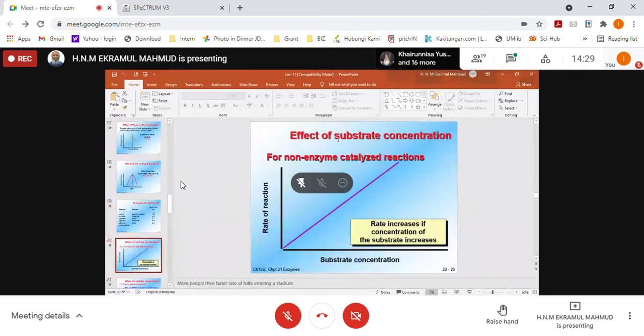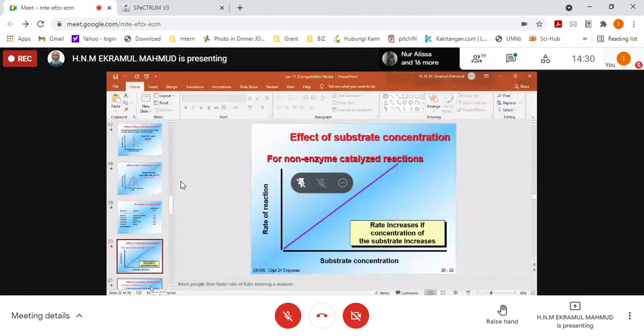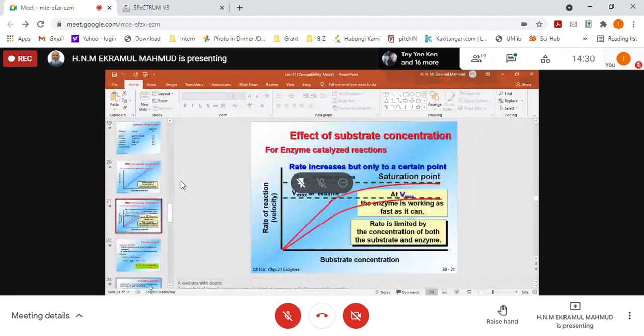All right. So, effect of substrate concentration for non-enzymatic catalyzed reactions, we have seen previously that with substrate concentration, the rate of reaction increases. So the rate increases if the concentration of the substrate increases. And also, if we increase the concentration of the enzyme, which means the catalyst, it also works that way.